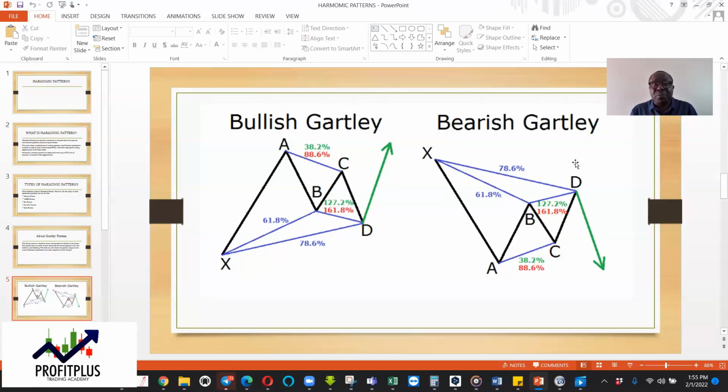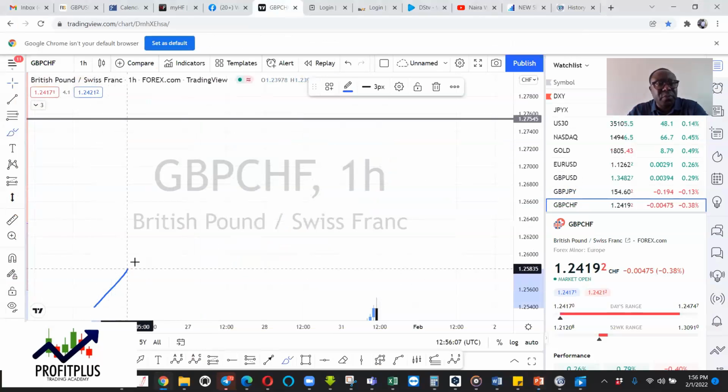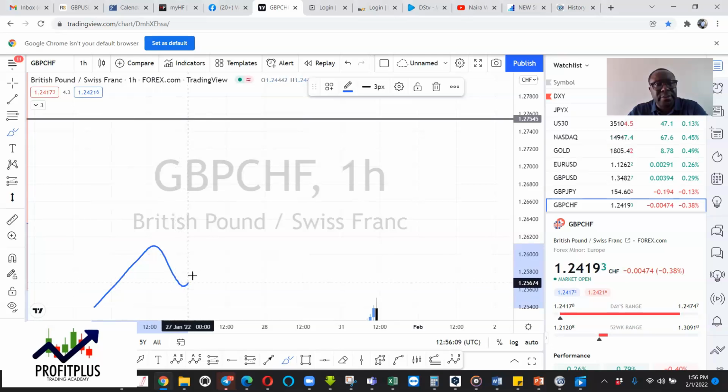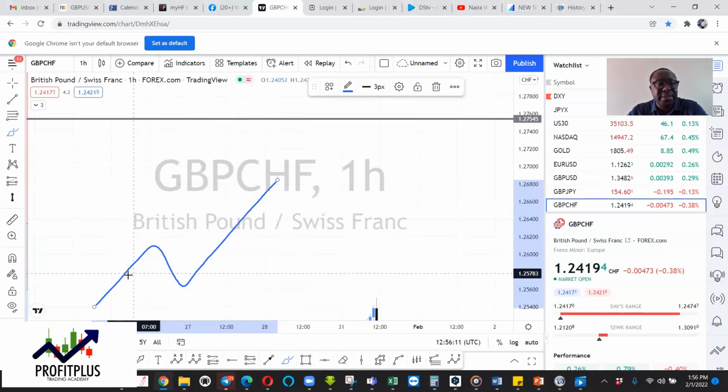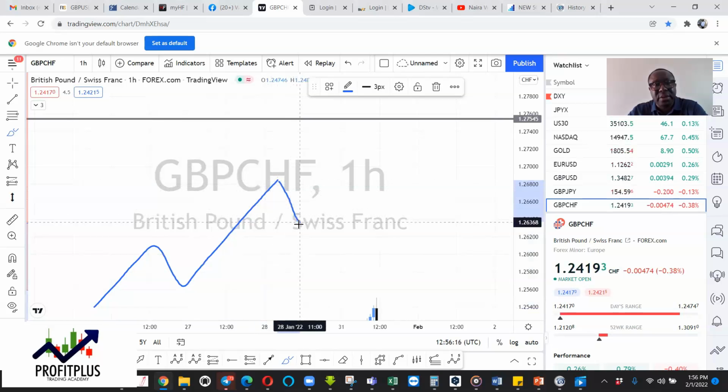Remember the bullish Gartley will form in the bullish market, while the bearish Gartley is expected to form when the market is making a kind of correction. So if the market is making this kind of move, it moves up, down, up, down. This is an impulse, and this is a correction. This is an impulse, and this here is a correction. So it is in this corrective phase that you can locate the harmonic patterns.